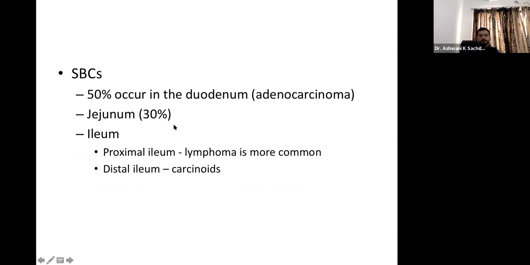Small bowel cancers: 50% occur in the duodenum. The most common site for small bowel cancer is the duodenum, and the most common type in the duodenum is adenocarcinoma. Jejunum accounts for 30%, and then the ileum. In the proximal ileum, lymphoma is more common. In the distal ileum, carcinoid tumors are more common.